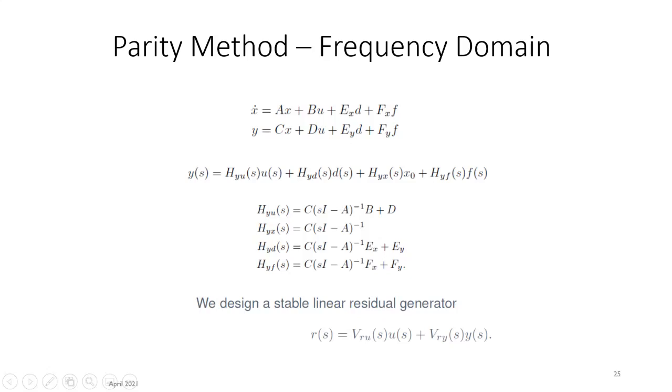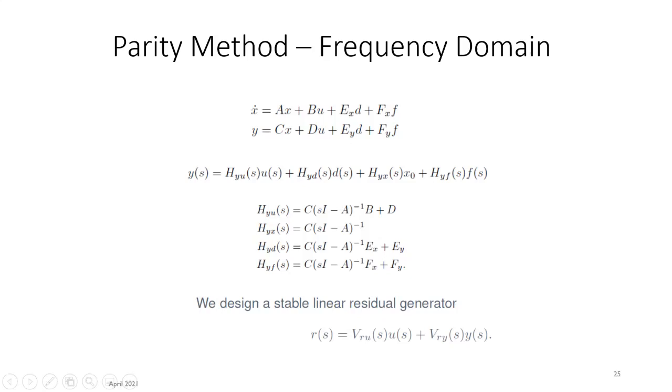The idea is, again, to generate a residual signal that has the same properties we had. To generate the residual signal, we can only use U and Y, because those are the only observations we have. So we use U and Y to generate the residual signal, but the residual signal is affected by the fault, of course, and it shouldn't be affected by the disturbance. The same conditions that we talked about.